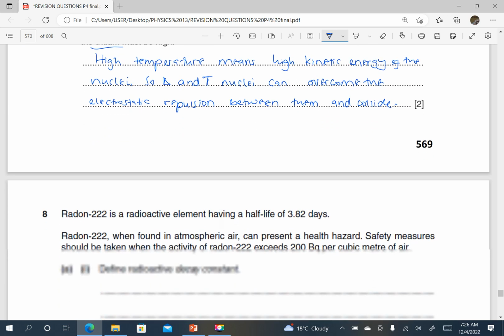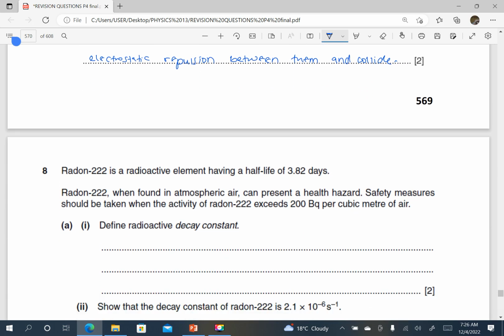Okay. Radon 222 is a radioactive element having a half-life of 3.82 days. Radon, when found in atmospheric air, can present a health hazard. Safety measures should be taken when the activity of radon exceeds 200 becquerels per cubic meter of air. So it should not exceed 200 becquerels per cubic meter of air.